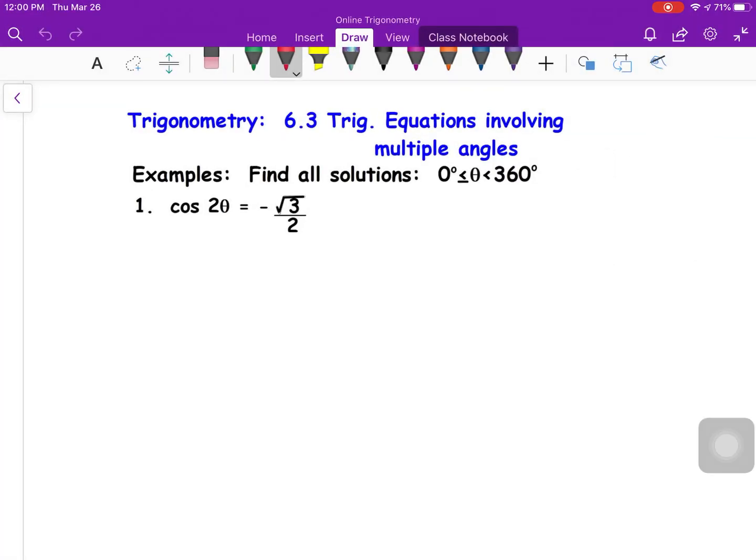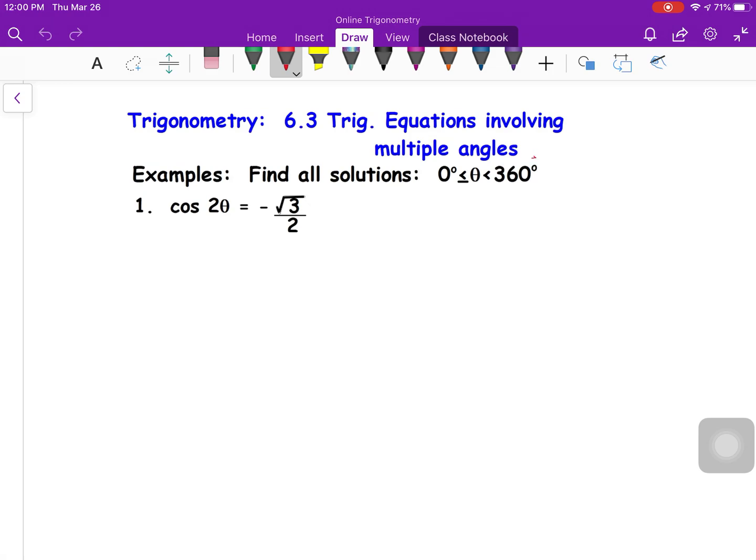Lesson 3 of Chapter 6 will deal primarily with solving equations where we have what are called multiple angles. Multiple angles is when we don't have simply a theta or an x inside of a trig function, but instead we have multiple variables such as a 2 theta or a 3 theta or a 4x, something like that. And we'll also encounter for the first time where they don't give us restrictions.